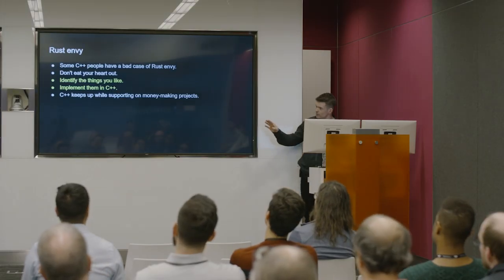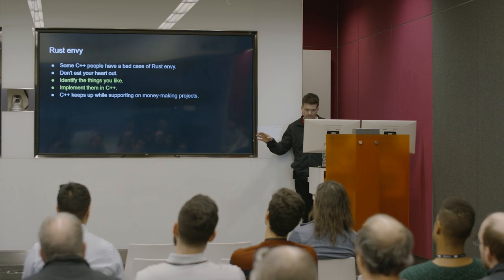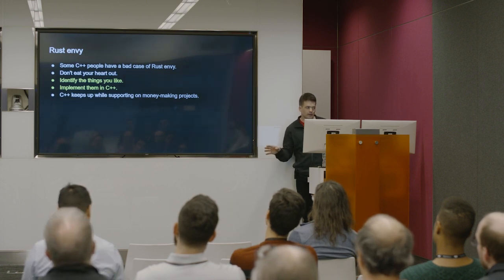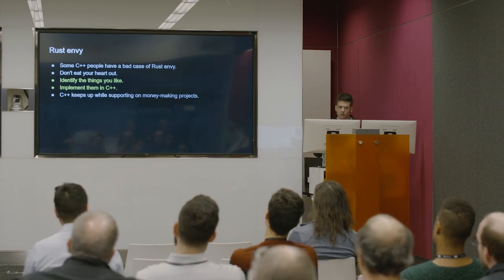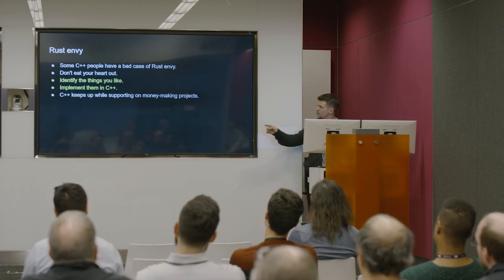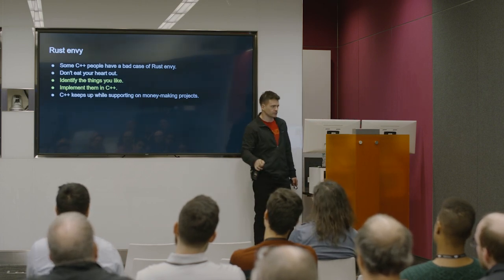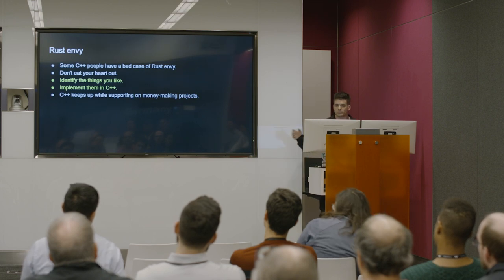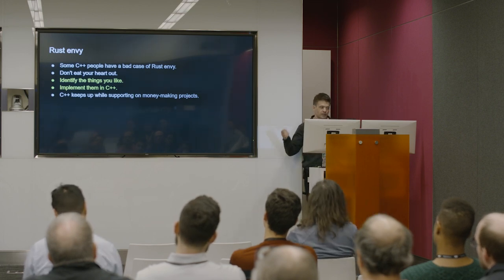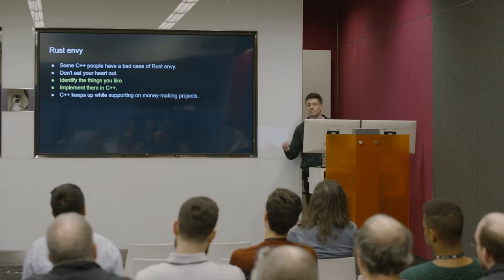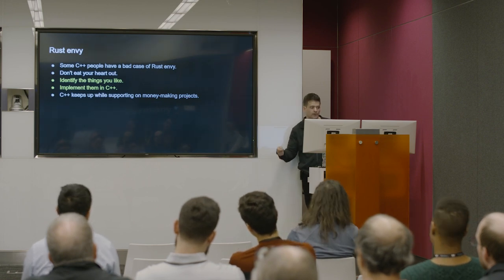Okay, these are features I'm working on now that I want to get in the compiler soon. People have Rust envy, bad cases of Rust envy. Don't eat your heart out. Identify the things you like in Rust and then implement them in C++. And this way, C++ keeps up support, it keeps getting funded, it keeps getting innovation, people keep learning it, and we continue to build money-making projects.